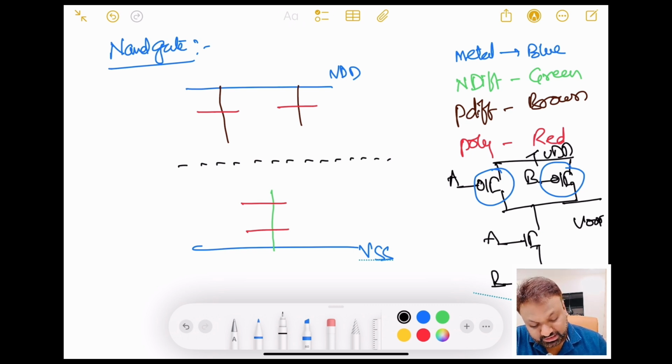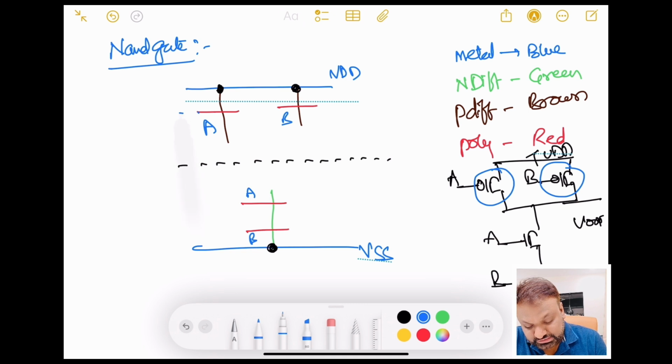What is left over is that I need to establish the electrical contacts. You see here, this is an electrical contact, this is an electrical contact, and here also it is an electrical contact. Now we will have the inputs. I will take the blue, the metal. Let us say this is the A input and the B input. Now I will try to connect these things.